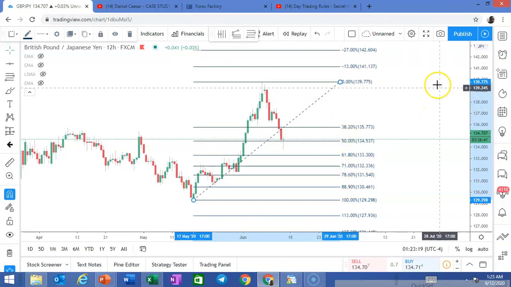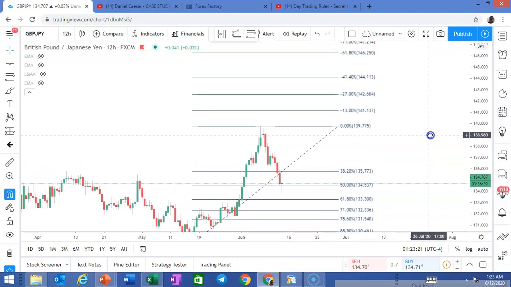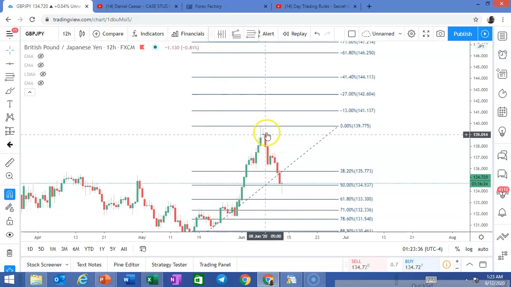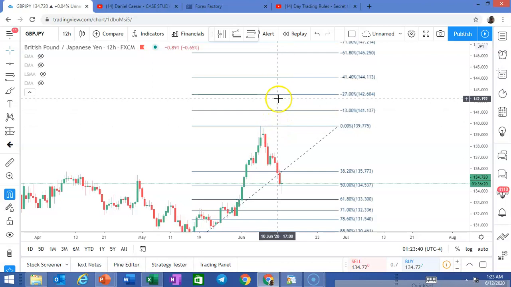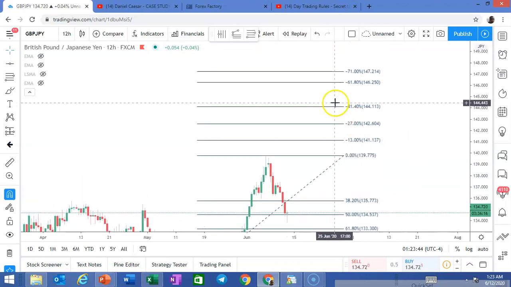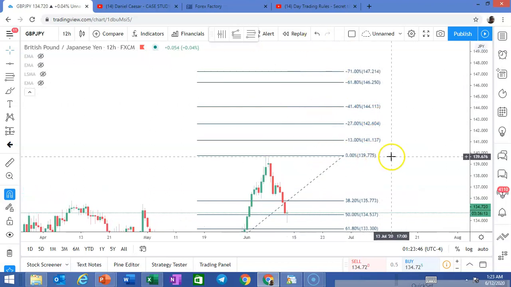And these are the extensions, so that I don't actually have to use the extension tool. In another video, I'll go over how to use the extension, but I wouldn't have to use it if I added these on. And so this is just negative 13, negative 27, 41. So these are my extensions.